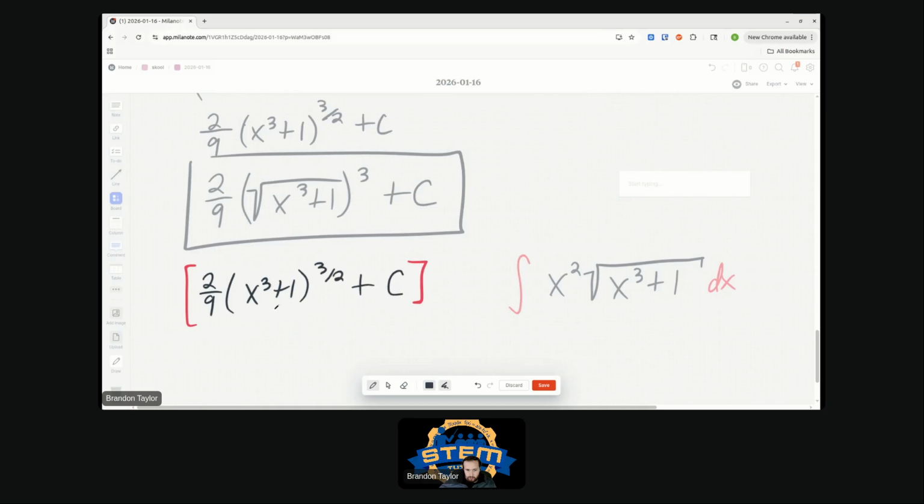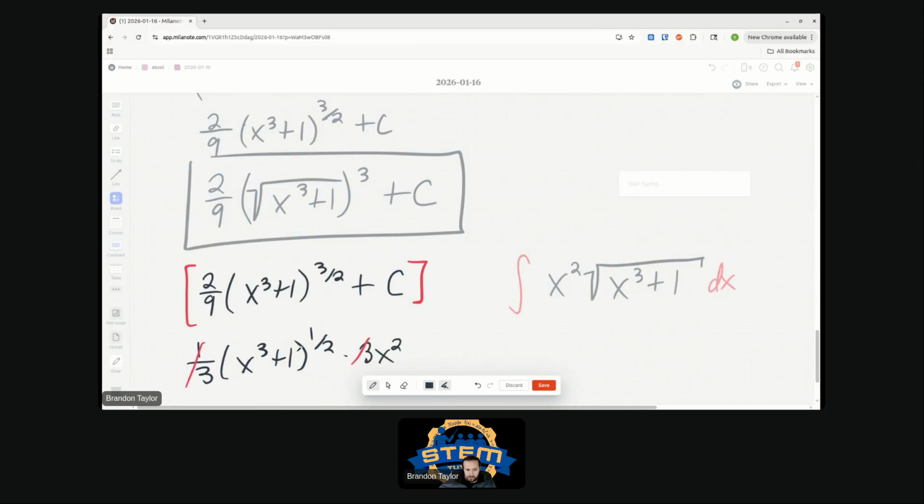I'm going to go through this a little more quickly, but hopefully it's clear. You bring down the 3/2, so you're going to get 1/3 on the outside, 1/3 times x cubed plus 1 to the 1/2, right? So bring the 3/2 in front, subtract 1. That's the normal power rule. But according to the chain rule, that's just the derivative of the outer function, leaving the inner function. Now we need to take the derivative of the inner function, 3x squared.